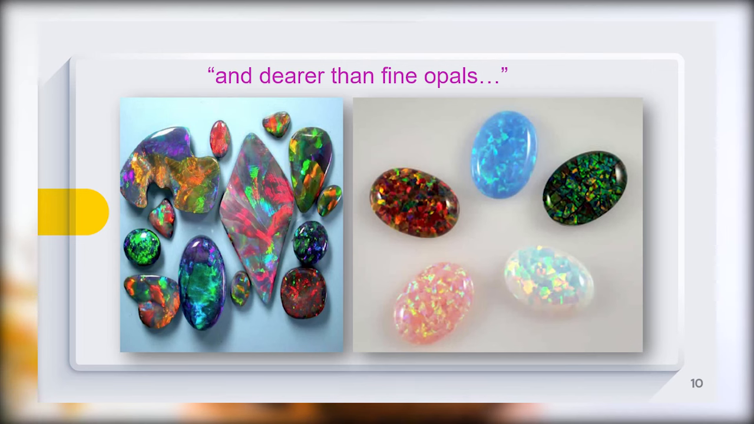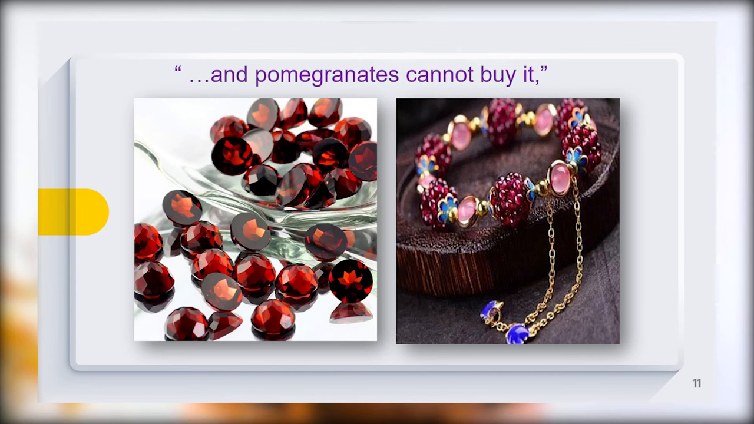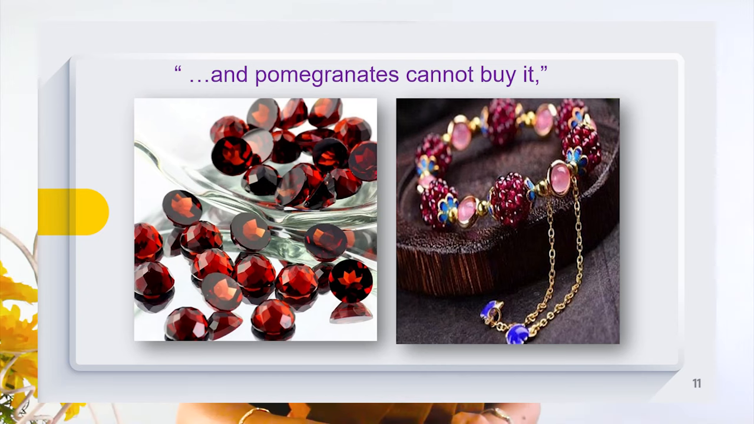What pure love is, right? And dearer than fine opals. Here are the fine opals, dear children. ඔය තියෙන opals. Dear කියලා කියන්නේ expensive කියන එකට. ඒවට වඩා වටිනවා ආදරය. Pearls and pomegranates cannot buy it. Pearls කියන්නේ මුතු, right? Pomegranates කියන්නේ දෙළුම් වගේ සලකන්න පුළුවන් මැණික් වර්ගයක්. මේ සියලු දේවල් වලට වඩා ආදරය වටිනාකමින් වැඩි.